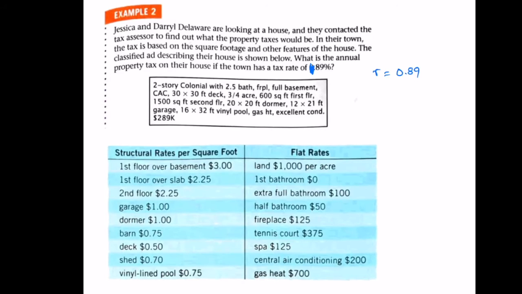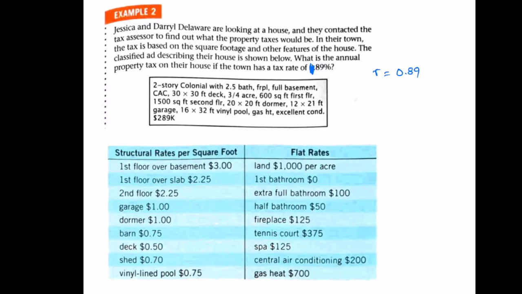Now, we have all this information on a schedule. There's two sections here. The first section is talking about a per square foot basis, so it's got first floor over the basement, $3, first floor over the slab, $2.25. Each of those are prices per square foot, so you have to calculate how many square feet and multiply by that in order to come up with an expense. And so on and so forth. You got the second floor, $2.25, garage is $1, dormer is $1, barn, deck, shed, vinyl lined pool, etc.